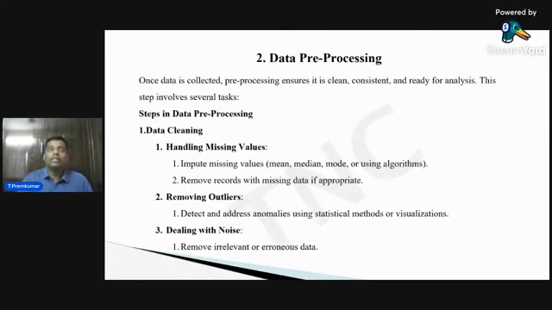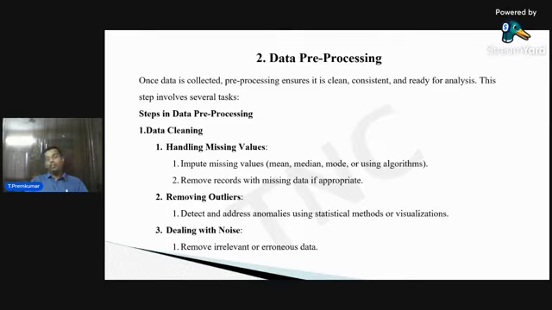So the next one, after data collection, the very next stage is data pre-processing. Once the data is collected, pre-processing ensures it is clean, consistent, and ready for analysis. After collecting the data from various sources, it must be clean, consistent, and ready for analysis. When you go for data pre-processing, there are several steps to be taken. The first step is data cleaning.